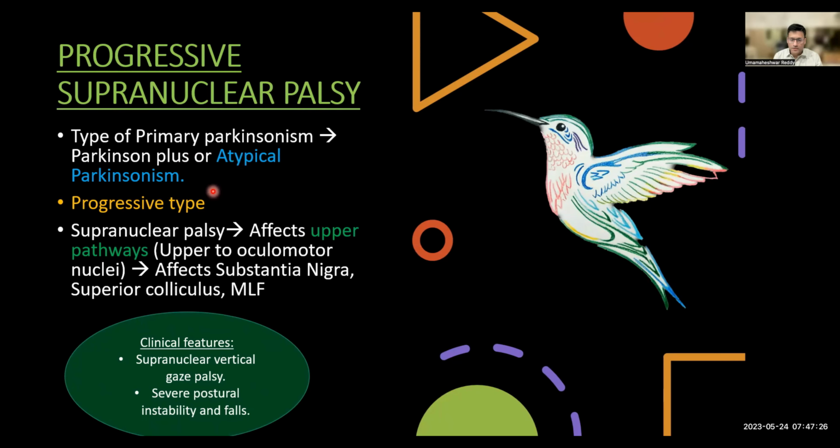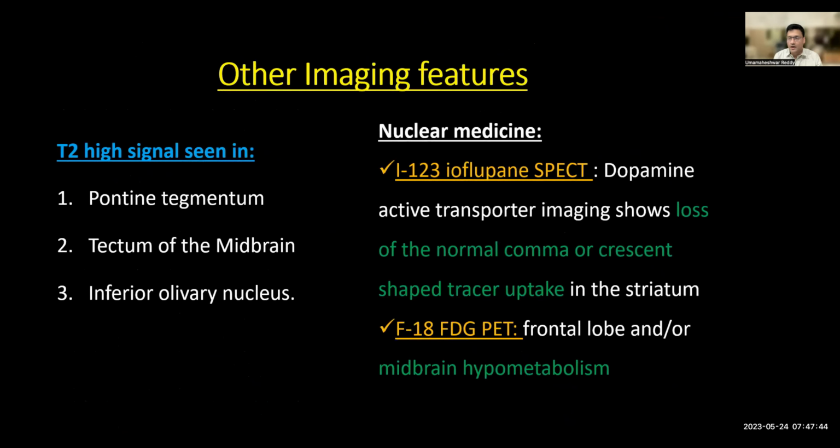It is a type of primary Parkinsonism or Parkinson plus syndrome. Supranuclear palsy affects the upper pathways, affects the substantia nigra, superior colliculus, and medial longitudinal fasciculus. Supranuclear gaze palsy and severe postural instability with falls. This is the typical clinical history they give, like in NPH, they give urinary incontinence and other findings.